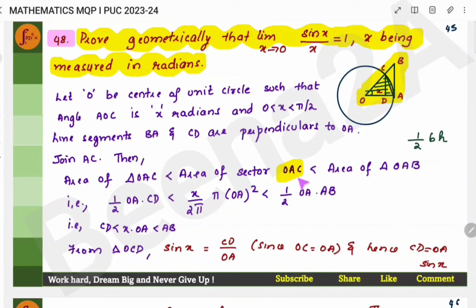Similarly, what is the area of the sector? You have to remember the area of sector formula, right? Area of sector is nothing but theta by 360 degrees into pi r square. Pi r square is the area of the circle, and then you multiply with theta by 360. What is theta? Theta is the angle, that is angle OAC, this x. So instead of theta, we'll put x, and instead of 360, we put 2 pi, and pi r square.